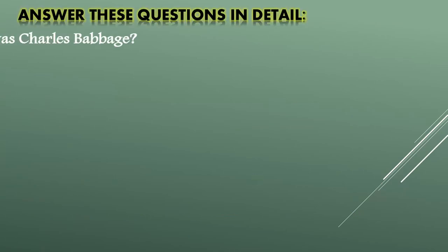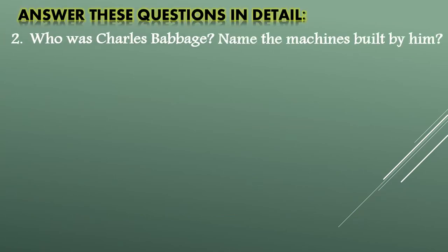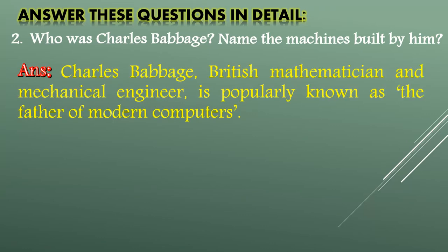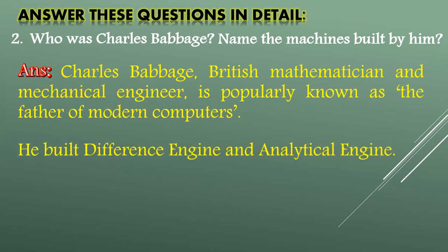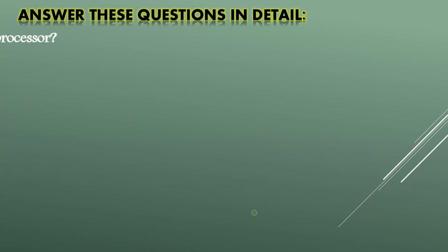Yes, that is there. Who was Charles Babbage? Very famous. Yes, name the machine built by him. So Charles Babbage, British mathematician and mechanical engineer. Yes, he was an engineer. He is popularly known as the father of the modern computers. He built the difference engine and the analytical engine. Now the other question can come like this.